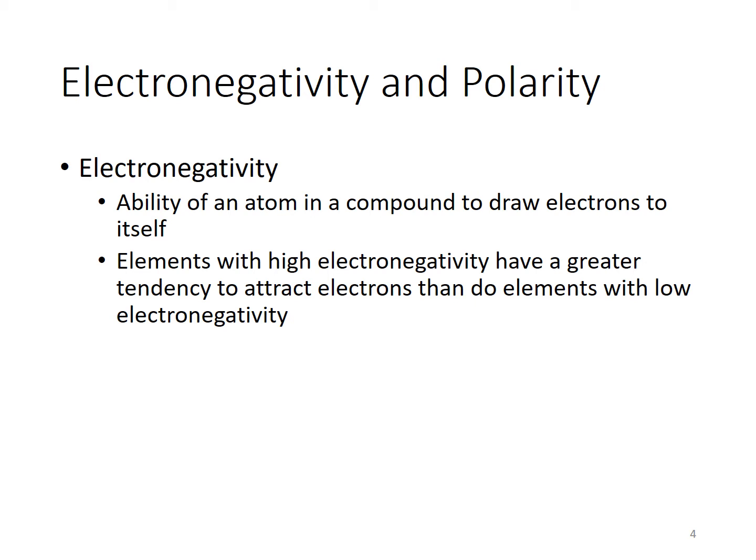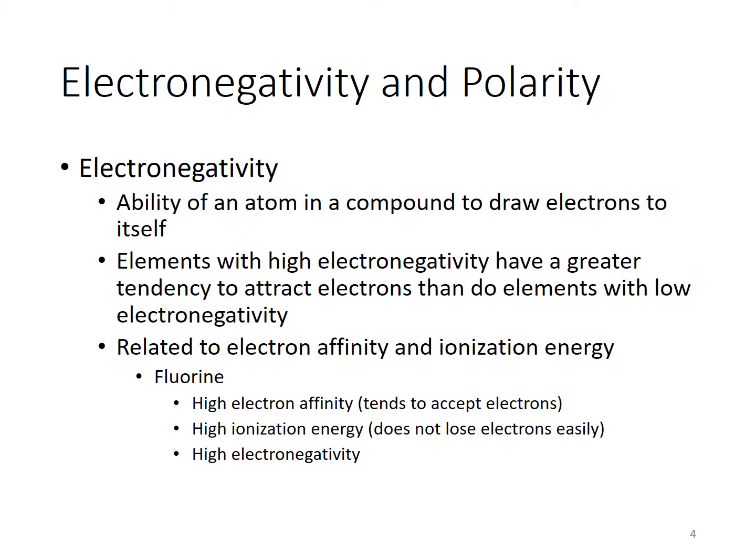So because of that, if you have a high electronegativity, you are more likely to be partially negatively charged than atoms with low electronegativity, which would tend to be partially positively charged in these polar covalent bonds. Like I said, it is related to electron affinity and ionization energy. Fluorine has a very, very high electronegativity. It is the highest electronegativity. It also has a high electron affinity, and it tends to be able to accept electrons. So it's a similar characteristic, but not the same.